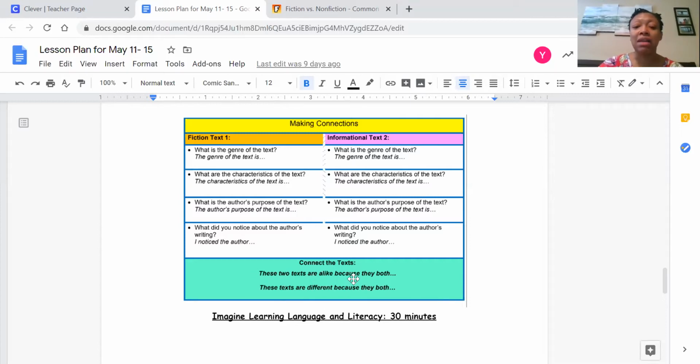We already talked about how they're alike. You're going to add how they're different. We also talked about the genre of the two texts. We also talked about the characteristics of the two texts. Really quickly, what is author's purpose? When I say tell me the author's purpose, what does that mean? Why did he do that? Right. Why is the author writing it? What is the author trying to get us to understand? What is the author trying to get us to learn? Very good. So you're going to be looking at that.